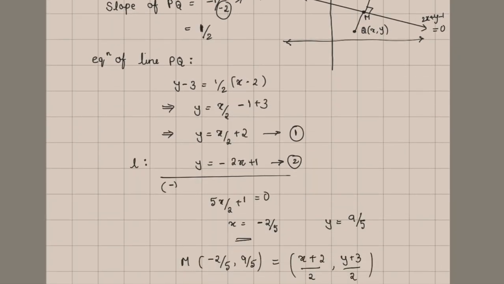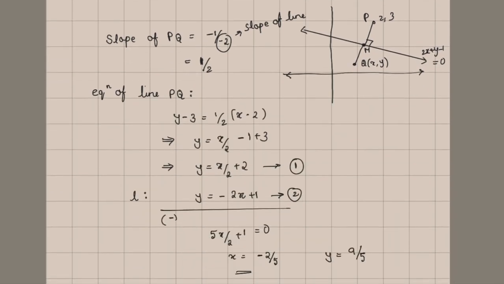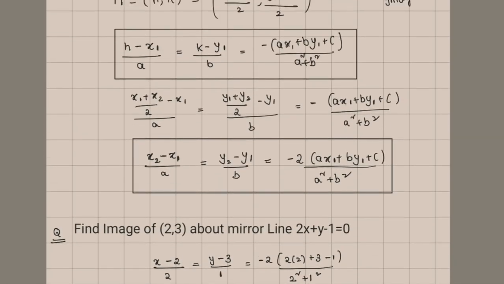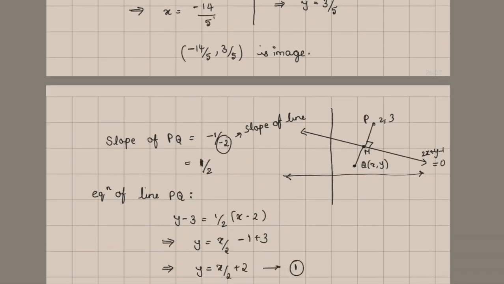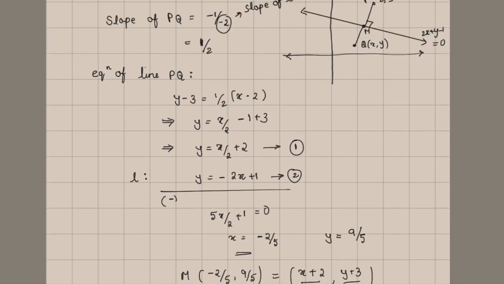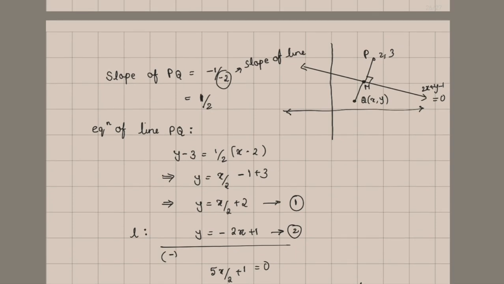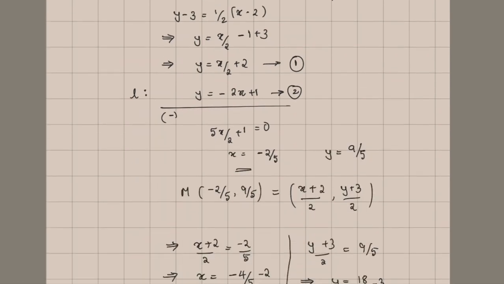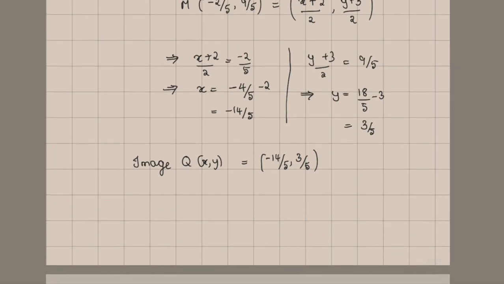This is the real procedure. We also got the foot of the perpendicular by solving in this way. So if you forgot this formula, you should not worry. Just solve by our original route, which is multiplying the slope of PQ with the slope of this line and equating it to -1. That is the first equation, and the second equation is that point M satisfies this line equation. You get the same result, image Q.